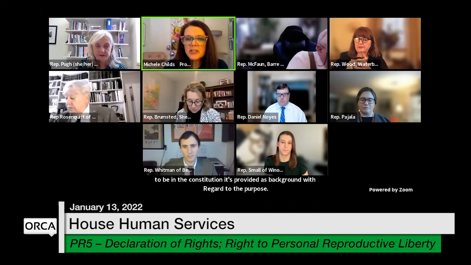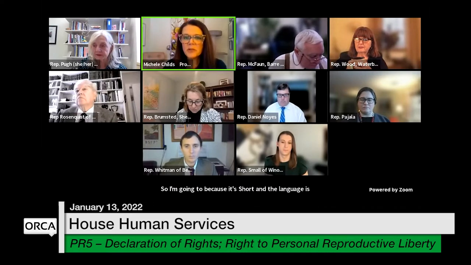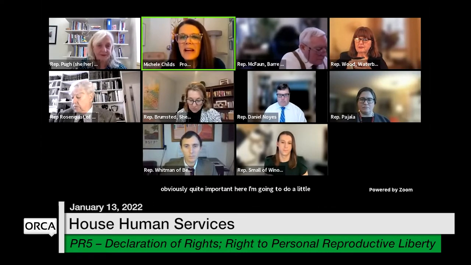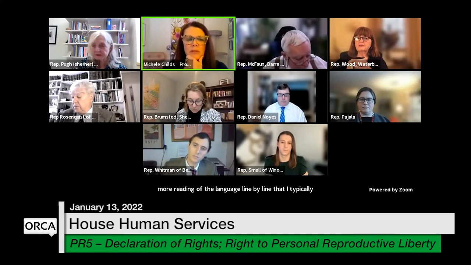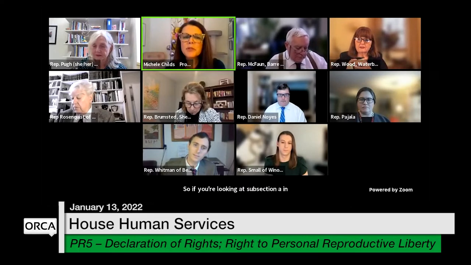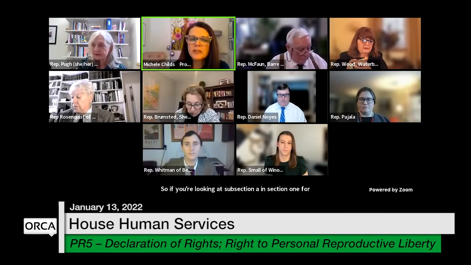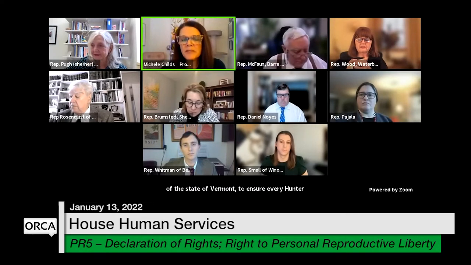So because it's short and the language is obviously quite important here, I'm going to do a little more reading of the language line by line than I typically do when I do a walkthrough. So looking at subsection A in Section 1 for the purpose, this proposal would amend the Constitution of the state of Vermont to ensure that every Vermonter is afforded personal reproductive liberty.